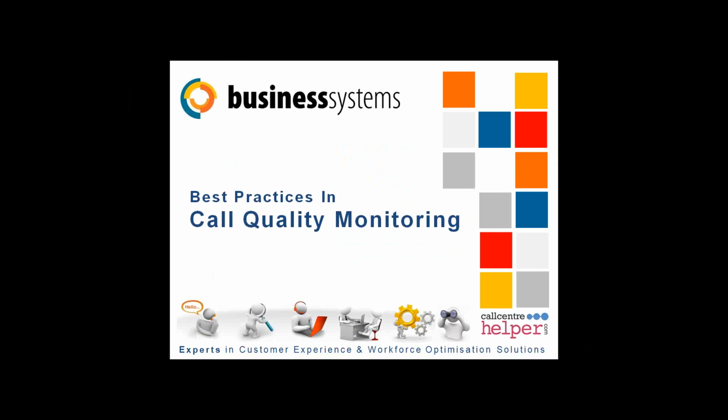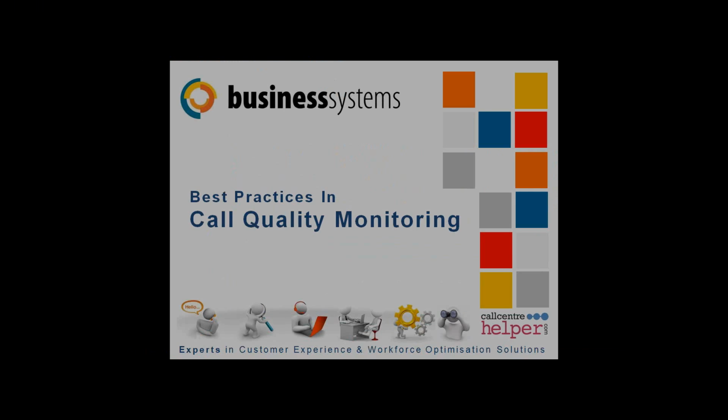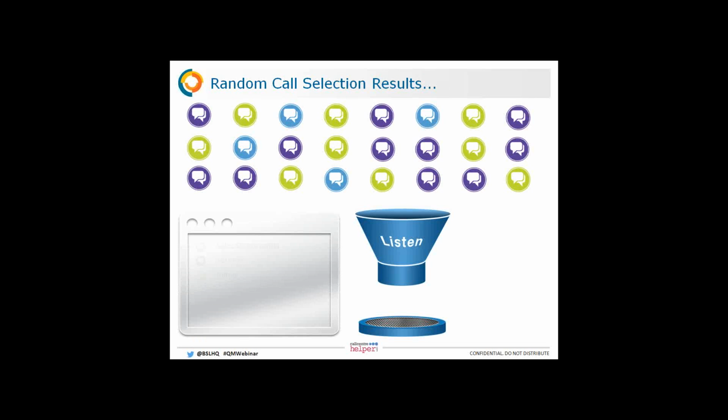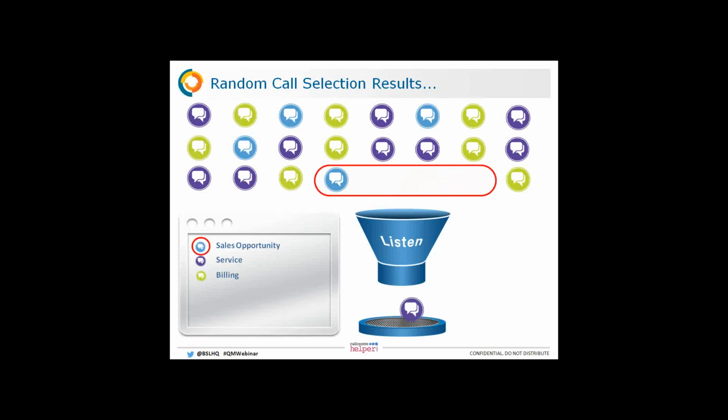So I think a method that a lot of you are going to relate to and are familiar with is quality monitoring via random call selection, or random monitoring. And what this is simply is finding a certain call that has an element in it that you want to score on, and just keeping searching until you find that. Now that's all well and good, except that with a single call you don't establish a trend within the contact center.